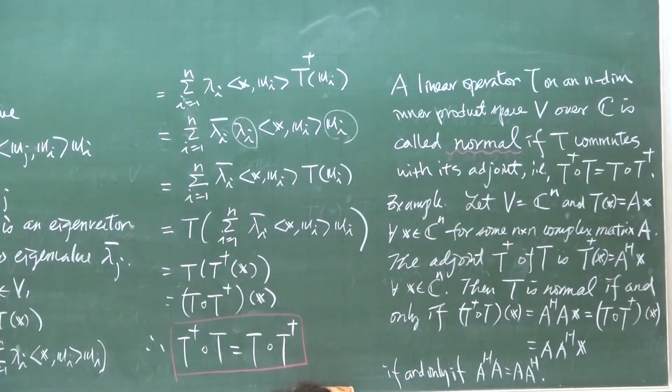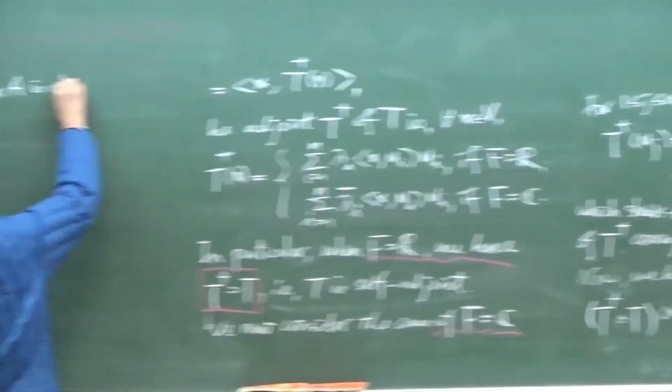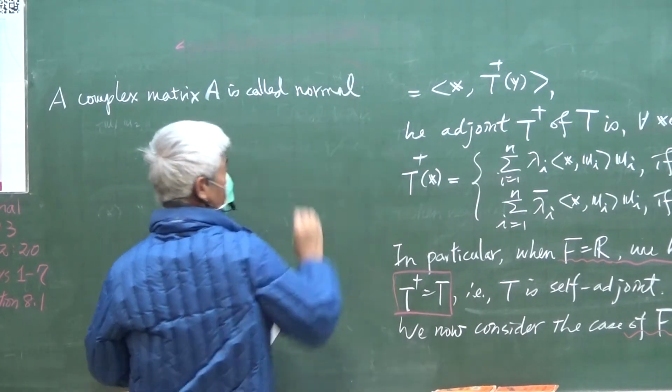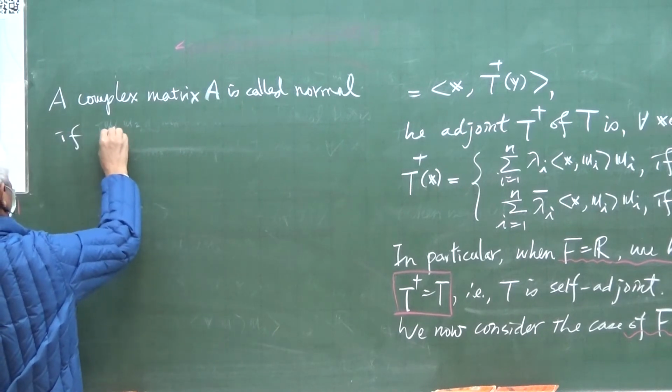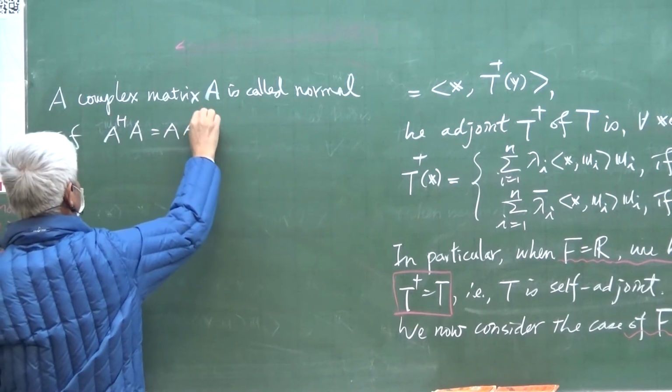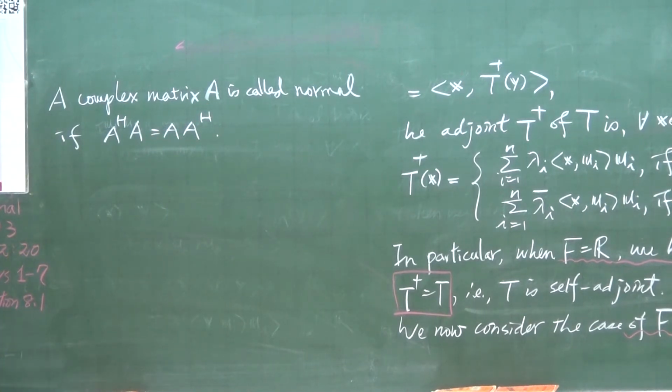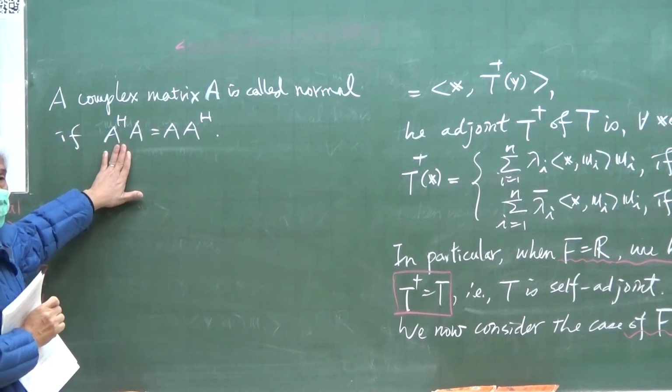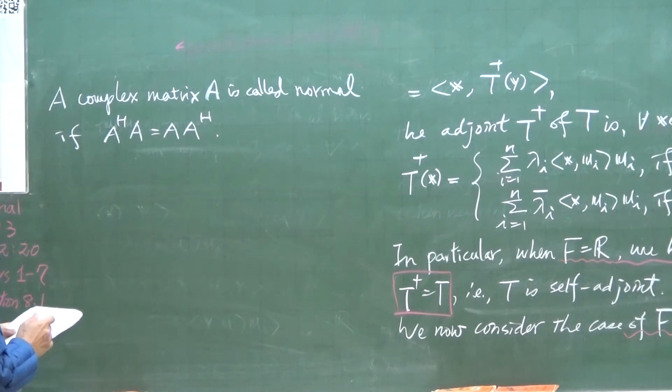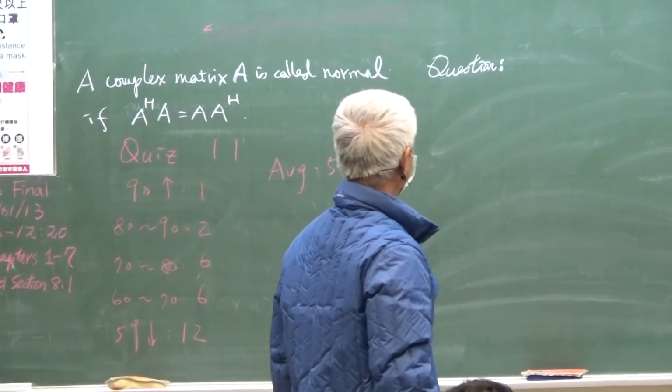And because of this reason, a complex matrix A is called normal if A^H A equals A A^H, which means that A commutes with its Hermitian transpose. Okay, so let's take a short break for 5 minutes. We will answer the question.